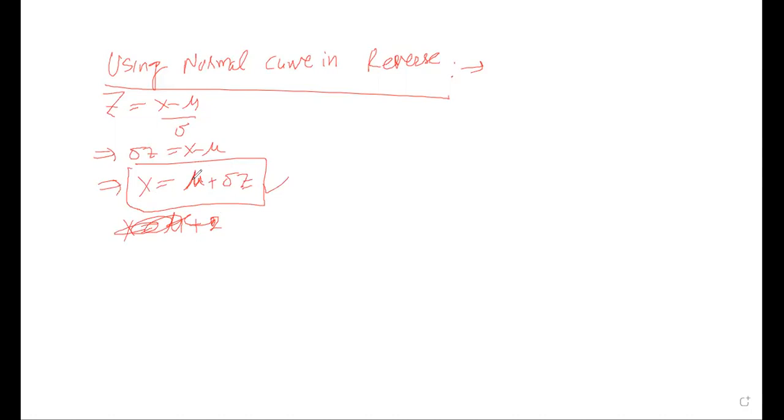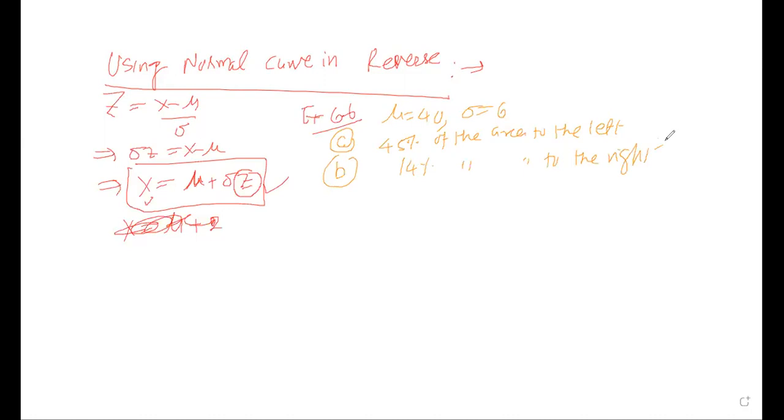And I can give you one of the examples. Whenever you are given some percentage, just keep this in mind: you are given the area in terms of Z and you are looking for X. Suppose my example 6.6 says: given the normal distribution with nu equal to 40 and sigma equal to 6, find the value of X that has, A part, 45% of the area to the left, and the B part, 14% of the area to the right.